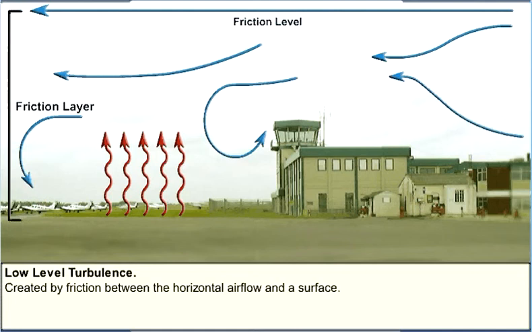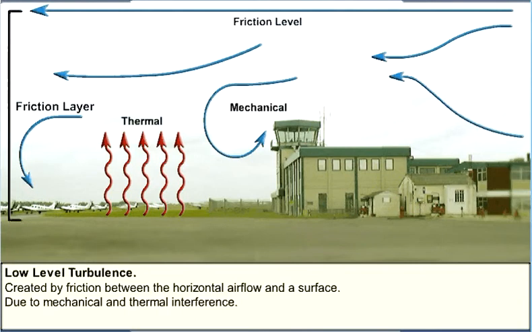Turbulent air near the surface is created in two principal ways. Mechanically, by objects like trees, hills, and buildings, and thermally, through the effect of warm air rising. We call these effects mechanical or thermal turbulence, respectively.